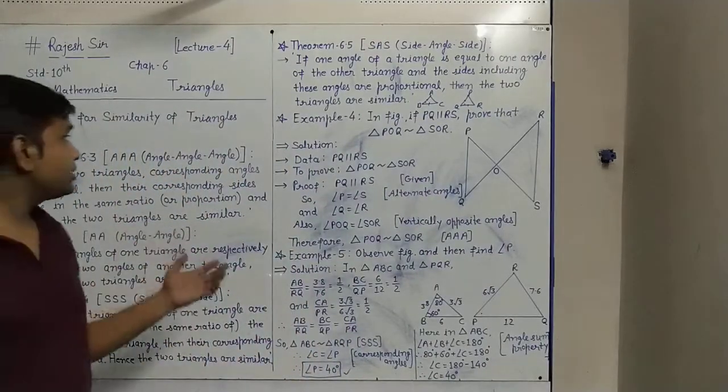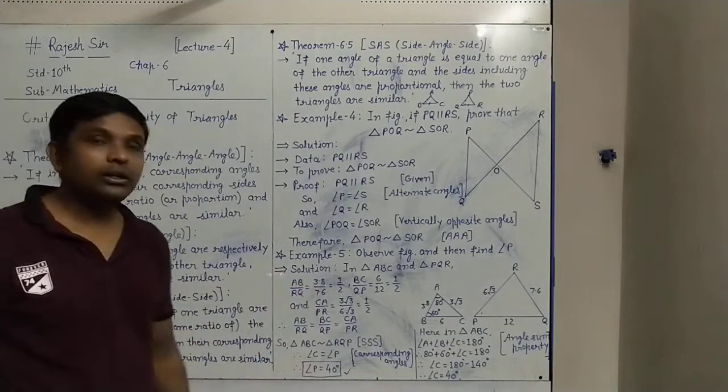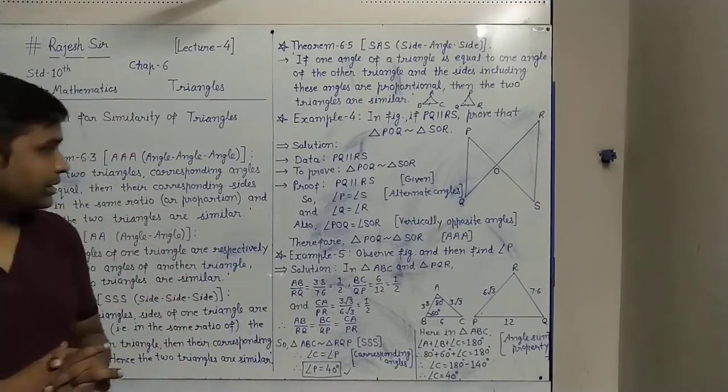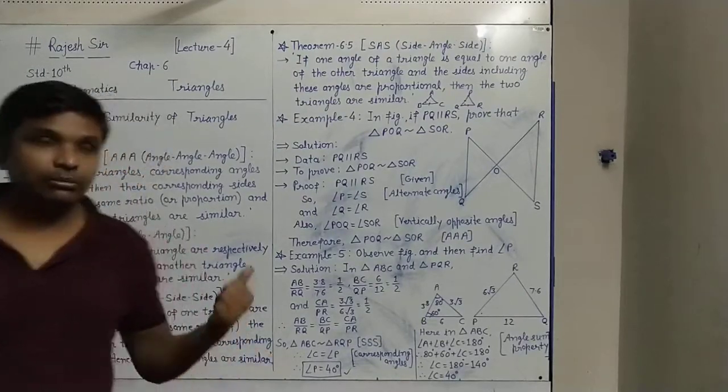As you can see, we have used AAA in one example and SSS in another. We have examples 6 and 7 too, and more examples based on this theorem we will see in the next lecture.